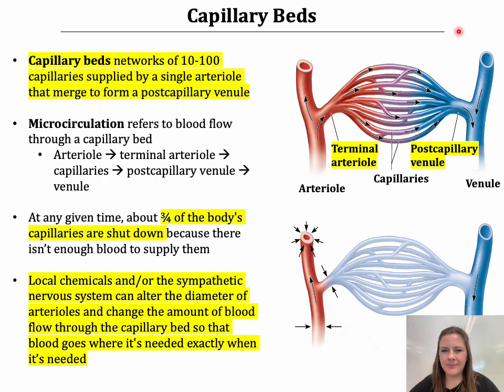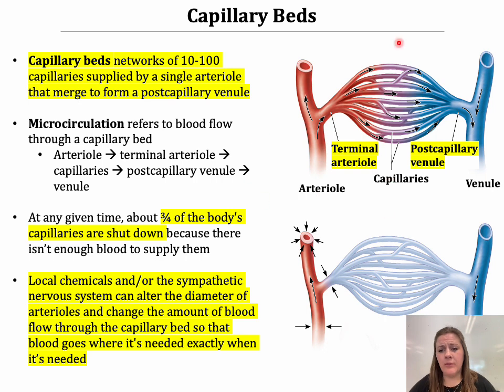GI tract, right? So the flow of blood is controlled depending on what needs to happen at that time. Local chemicals are able to control that. Our sympathetic nervous system will be able to control that, right? The sympathetic neurons are what innervate the smooth muscle layer of our vessels, control vasoconstriction and vasodilation, closing off a capillary bed or opening it up.